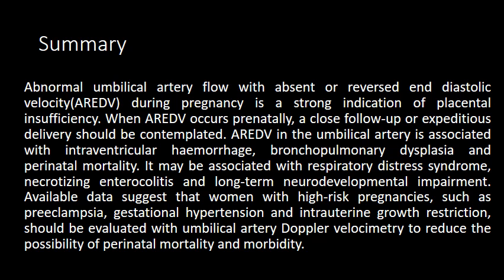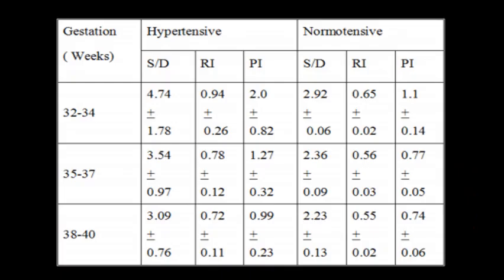Available data suggest that women with high-risk pregnancies such as preeclampsia, gestational hypertension, and IUGR should be evaluated with umbilical artery Doppler velocimetry to reduce the possibility of perinatal mortality and morbidity. This is a normal reference chart from 32 weeks onwards in hypertensive and normotensive patients.